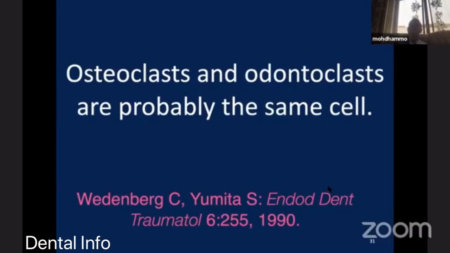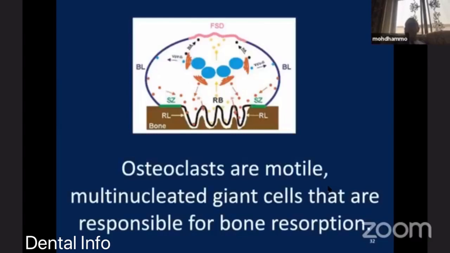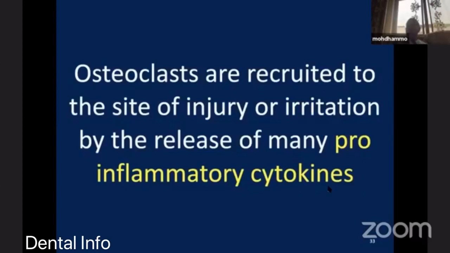I did not find a lot of difference between those two types of clastic cells, osteoclast or odontoclast. So here, the osteoclasts are motile, they are mobile. They are multinucleated and giant, and they are responsible for bone resorption or tooth resorption. So when we say osteoclast or odontoclast, it is the same function. Osteoclasts are recruited to the site of injury or irritation by the release of many pro-inflammatory cytokines.